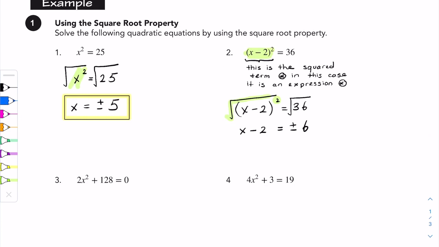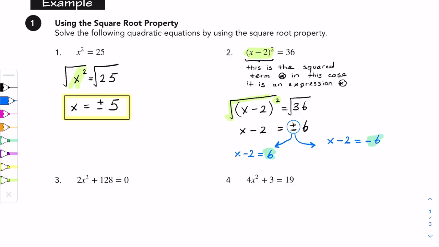Now here's where you have to pay close attention, because it's very easy to just add 2 to both sides and add it right to 6 and be done. But that is not how you go about solving this one. You have two solutions here. So the first solution says that x minus 2 is equal to positive 6, and the second solution says that x minus 2 is equal to negative 6. So you have your positive answer, you have your negative answer.